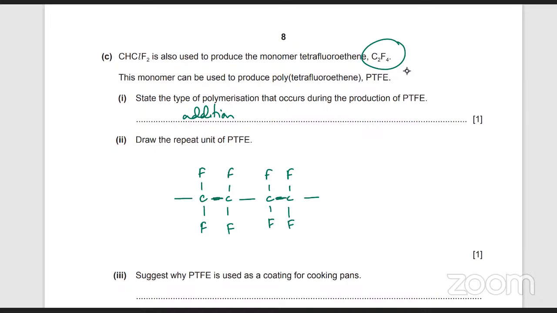So what's your repeat unit? Because he's looking for a repeat unit, not the whole chain. So your repeat unit is this thing, just this thing. Make sure you draw the continuation bonds at the ends to show that, and write an n over here.